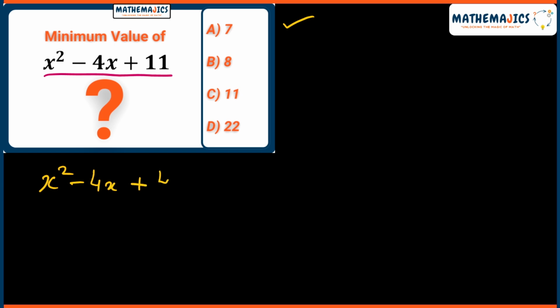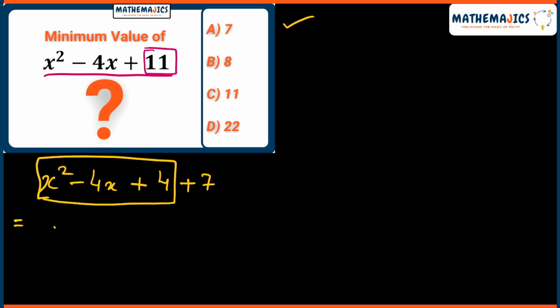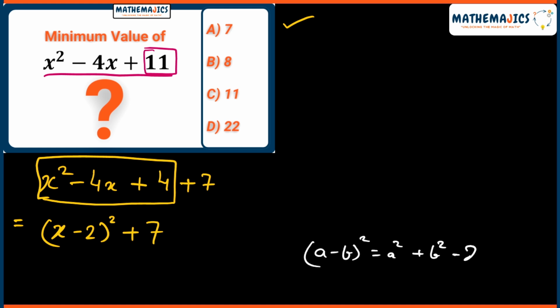We can write this as plus 4 plus 7. So what I've done is I've broken this 11 into two parts, 4 and 7. I will tell you why. Now, once I've broken this, I can rewrite this part of the expression in a different way. This becomes x minus 2 whole square. Yes, I'm using the algebraic identity a minus b whole square, which is a square plus b square minus 2ab. So in this case, it will become x square plus 4 minus 4x, x minus 2 whole square, correct?